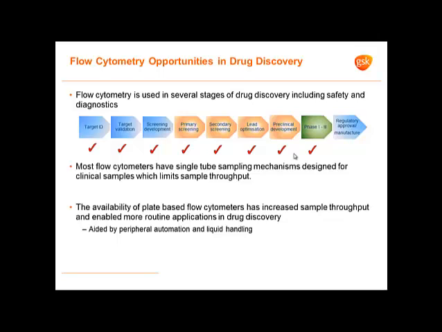Now, we've already alluded that flow cytometry isn't a new technique, and in fact it has been used throughout the whole drug discovery cycle. It's used throughout all phases: drug discovery, safety and clinical diagnostics. But most flow cytometers still have single tube sampling mechanisms, designed for large volume clinical samples, and this affects the sample throughput. A few years ago, flow cytometer manufacturers started to develop plate-based flow cytometers, and this increased sample throughput and enabled more routine applications in drug discovery. And of course, this is aided by peripheral automation and liquid handling.